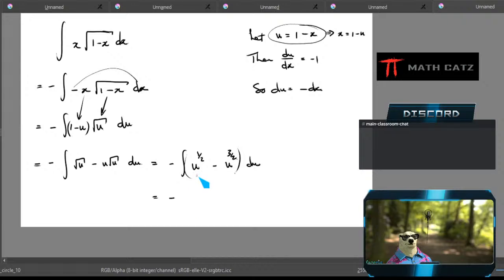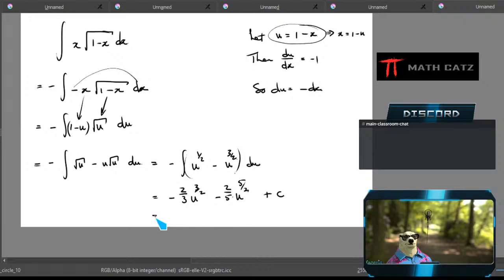Regardless, antiderivative of u to the 1/2. We've just done that, I think. U to the 3 over 2 with a 2/3 correction. There are no extra constants here in front. Then u to the 3 over 2. Antiderivative is going to be u to the 5 over 2 with a 2/5 correction. Remember your C.